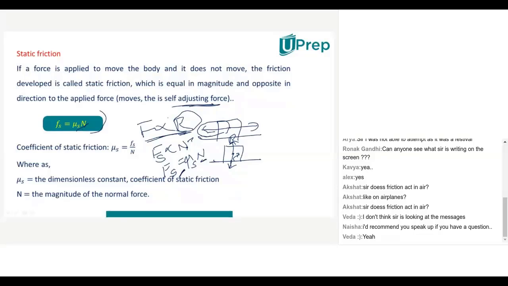Fs is equal to mu s into N, I wrote. Fs means what, Kavya? Static frictional force. Very good. What is N? N is the normal reaction. Normal force, or normal reaction also you can say. Next, what is mu s? It is the coefficient of friction of the static friction. Very good. You have to say directly like this: mu s is nothing but coefficient of static friction. Okay.